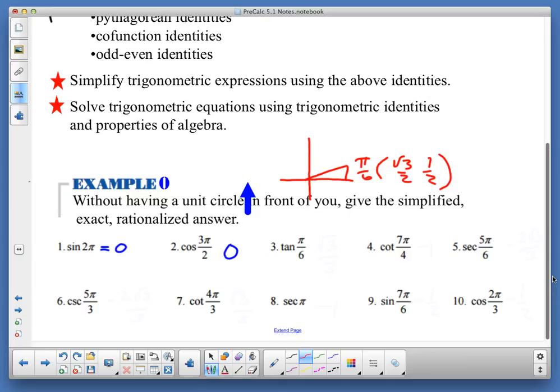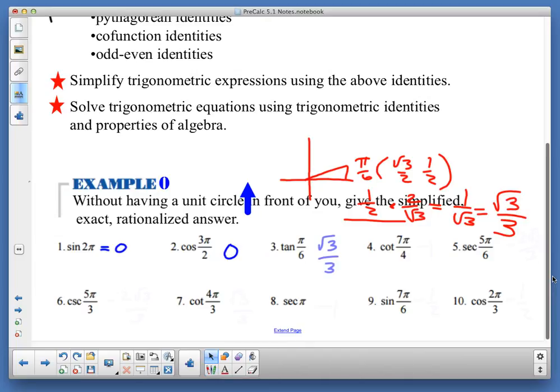Tangent, however, is sine over cosine. So it's 1/2 over the square root of 3 over 2, which is 1/2 times 2 over the square root of 3. So this is 1 over the square root of 3, and if I rationalize it, it's the square root of 3 over 3. Okay, so 7 pi over 4, cotangent. Remember, 7 pi over 4: as I go around the circle, I've got 4 pi over 4, and I've got to go 3 more. So generally that's -1 for tangent, and it's also -1 for cotangent.